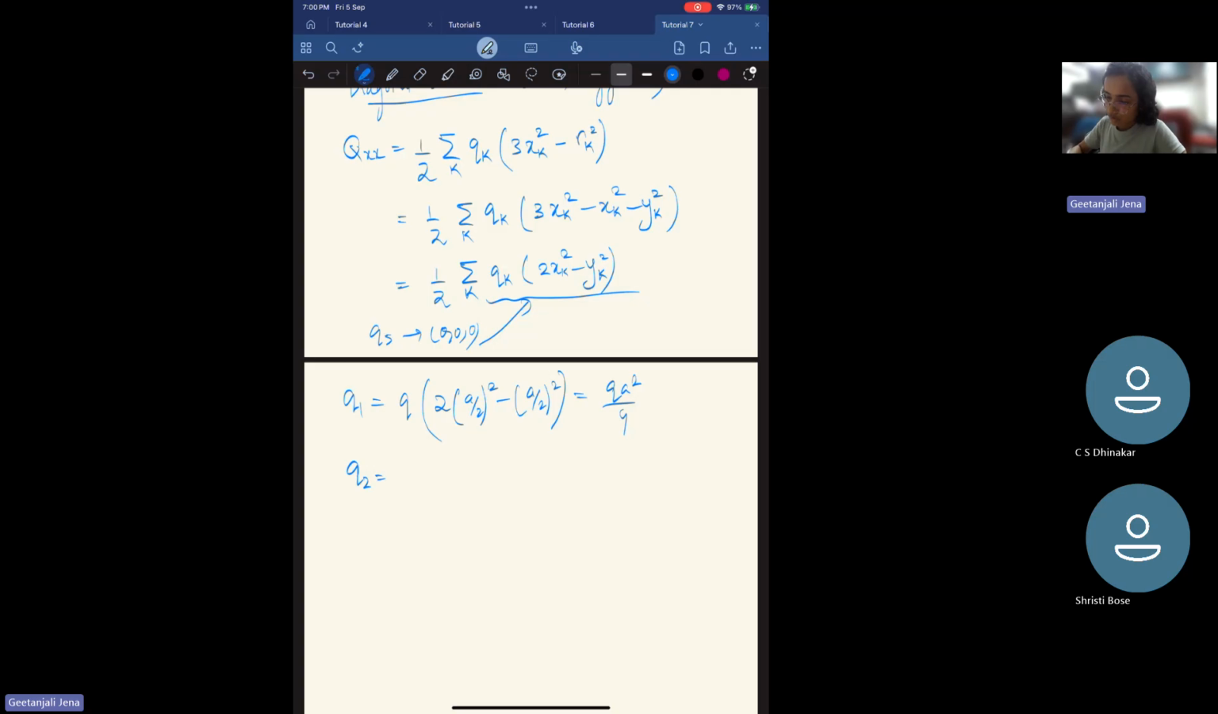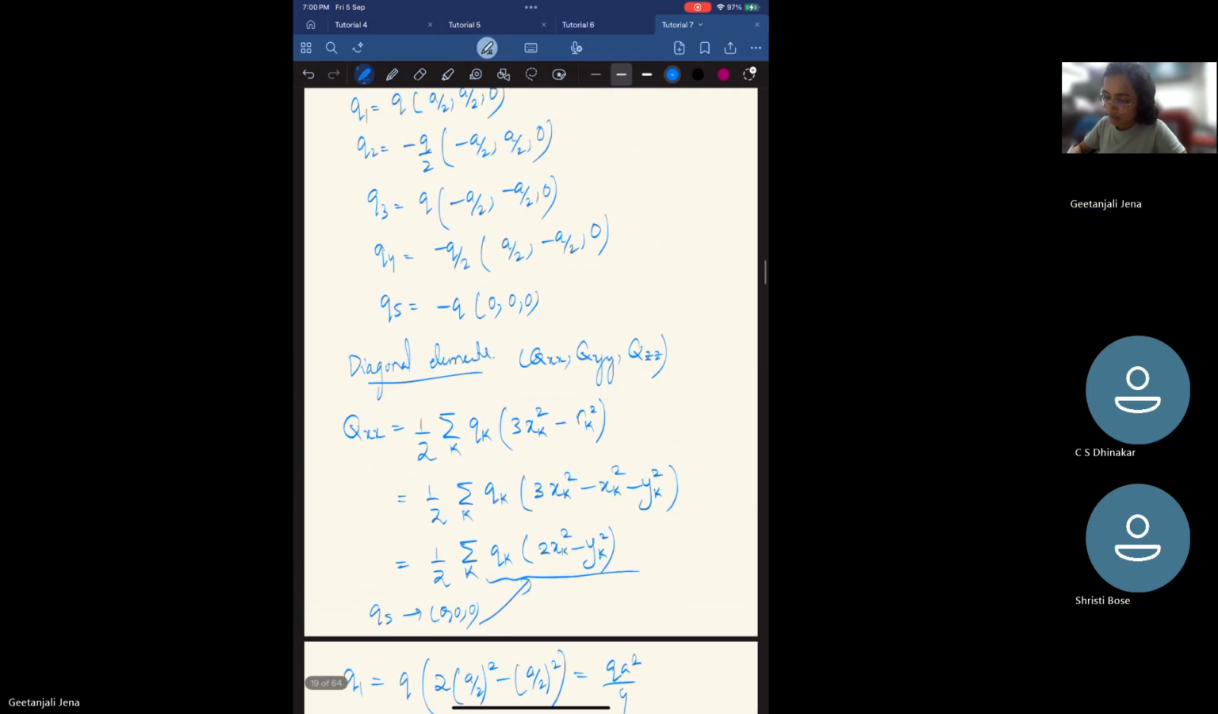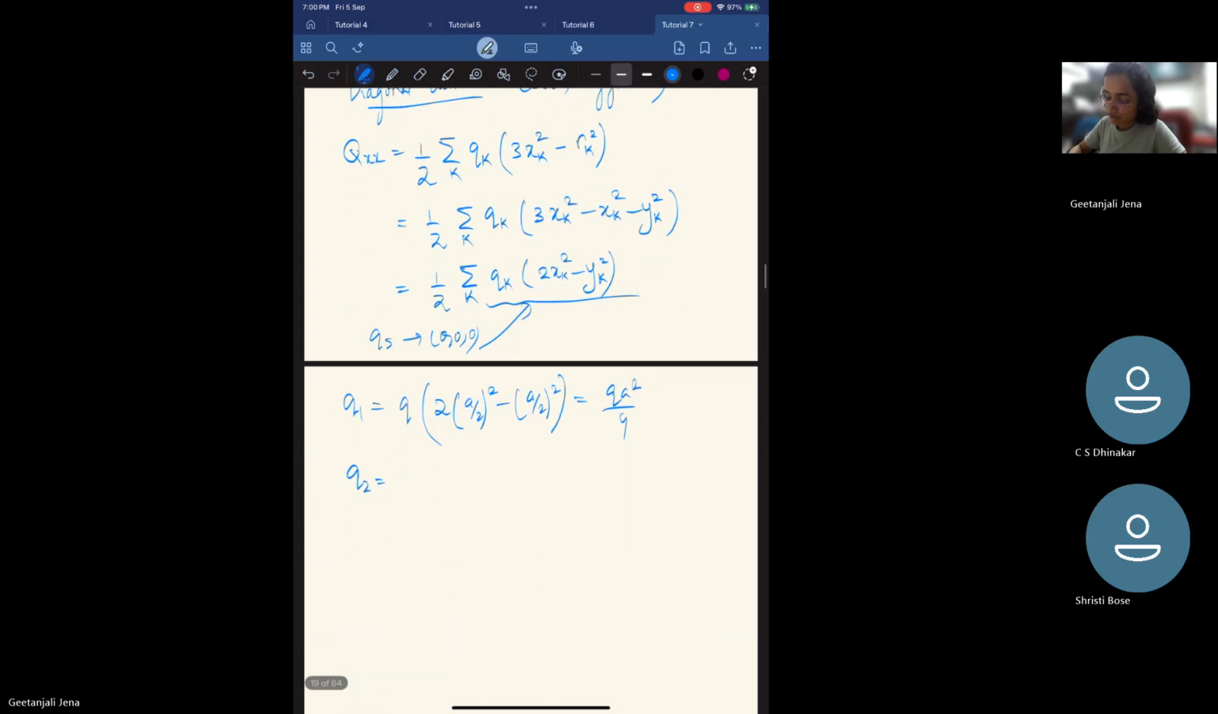For Q2, it is minus Q by 2, times 2 (minus A by 2) squared minus (A by 2) squared. So this will give minus Q by 2, and you have (A by 2) squared. So this is minus Q A squared by 8.